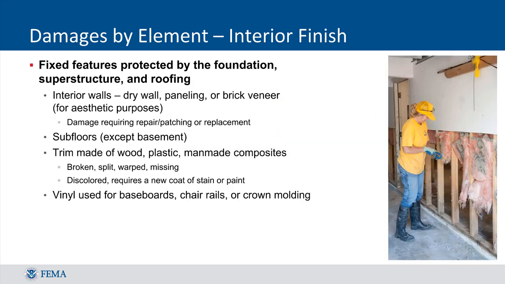The interior finish includes many of the fixed features that are non-structural members of the home, such as interior walls, paneling, trim, baseboard, railings, molding, and other ornamentation that is permanently attached to the home. Interior finish does not include elements such as doors, windows, flooring, plumbing, electrical, appliances, or HVAC, which are all covered under other element damage categories.